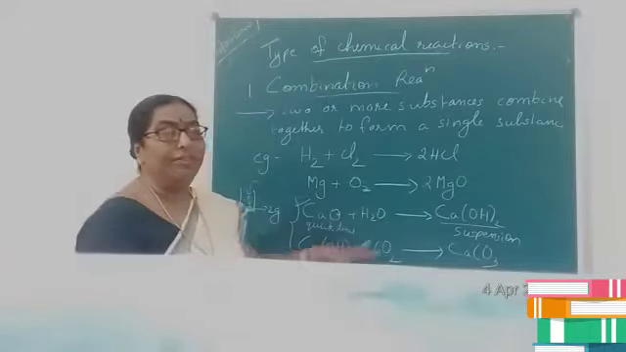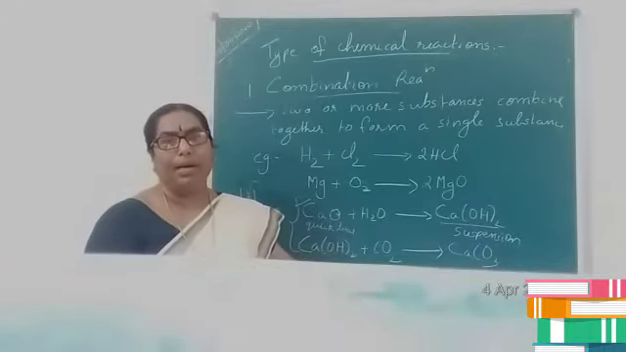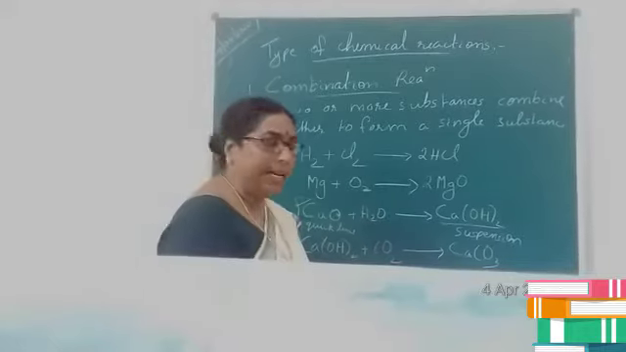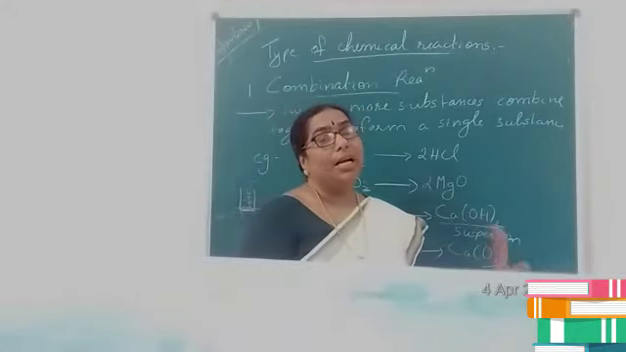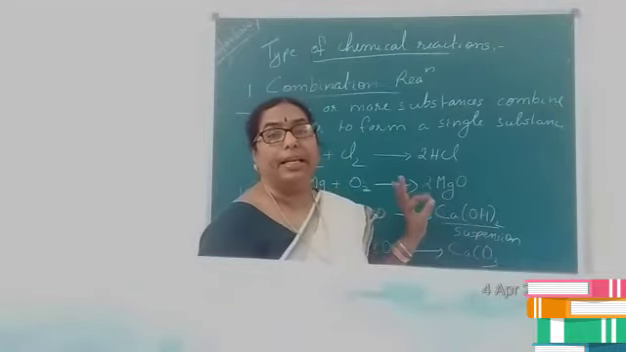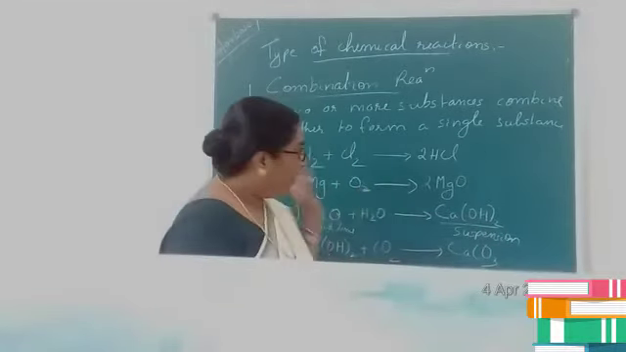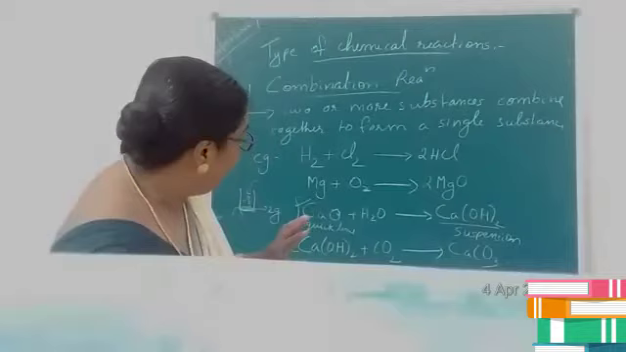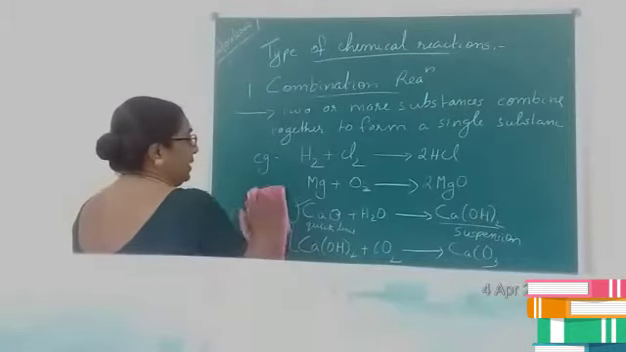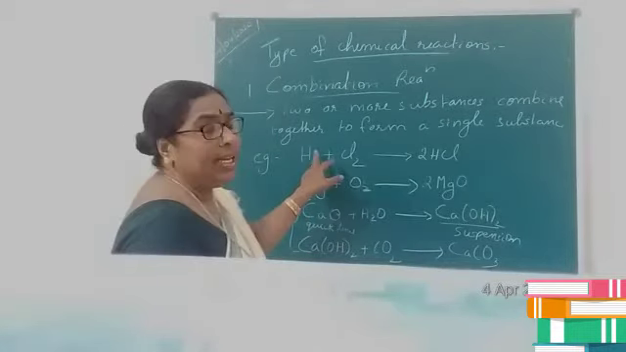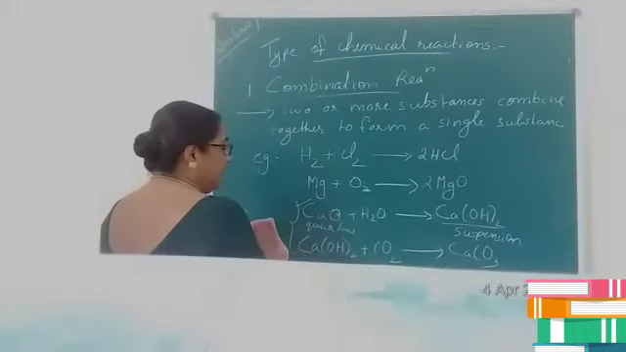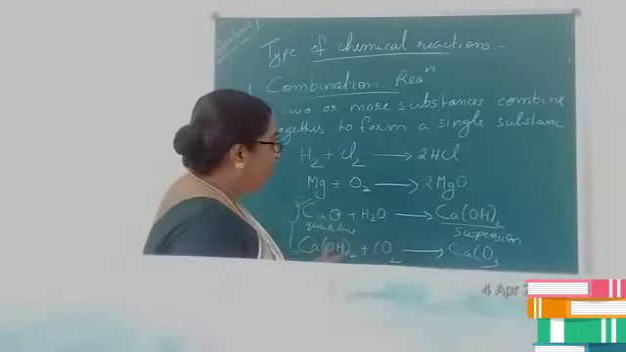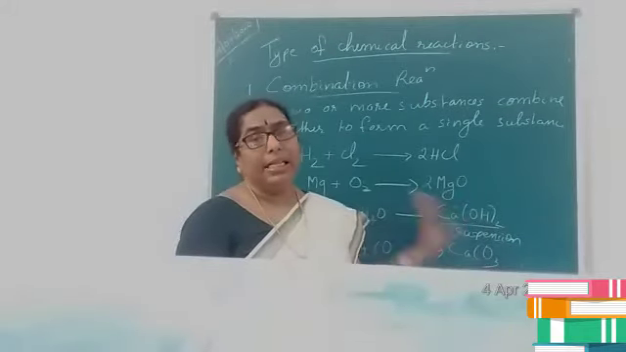This layer, when it comes in contact with the carbon dioxide present in air, produces a thin white layer of calcium carbonate. That is, it is pure white in color. Is it clear, children? So we have seen two types of examples of combination reaction. In one case, elements combine together to form a single substance, and in the other case, two compounds combine together to form a single substance.